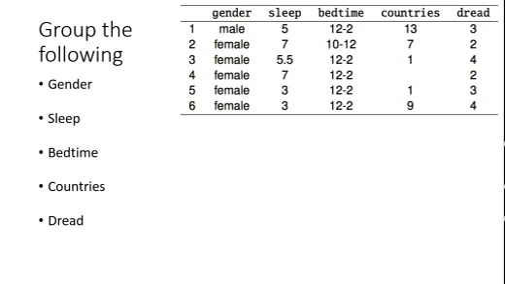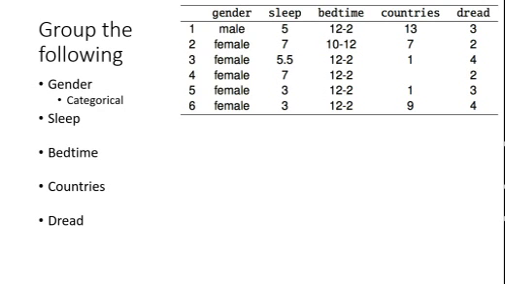So for the following groups, identify if they would be considered numerical or categorical. Gender falls into a category. You're male or female. It's not numerical. It's not a number.